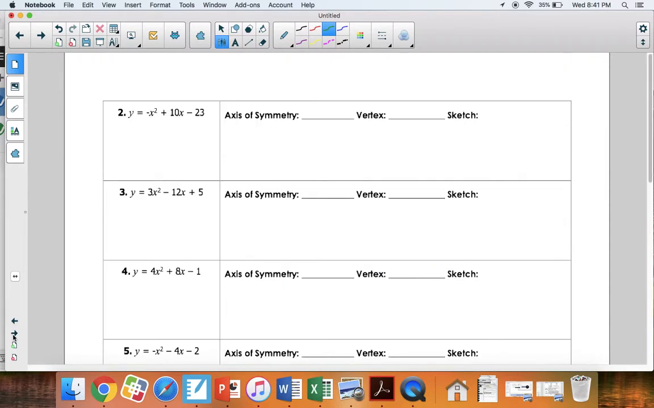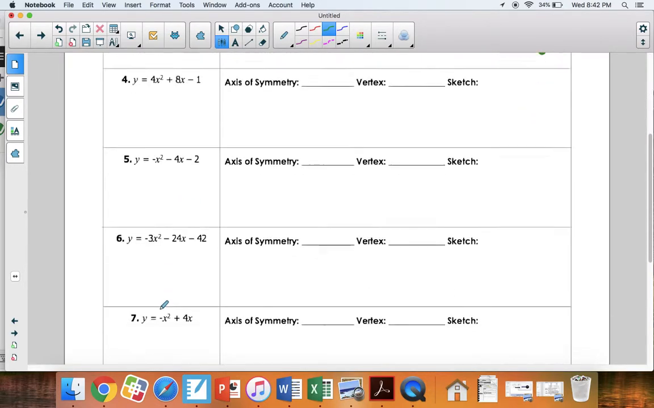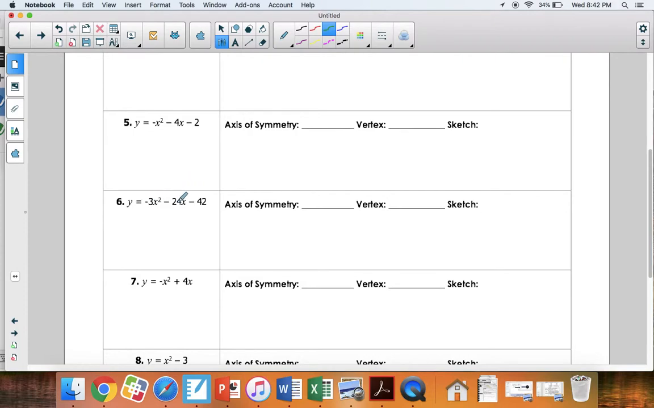Go ahead, and if you turn your page, we're going to come down. Really, I mean, we can go in and sketch what these are going to look like just by looking at it. I have a negative, so I know it's going to look like that. Here I have a positive, so it's going to look like that. Where it starts getting tricky is when you have negatives in everything. So let's go ahead and do like number 6 here.